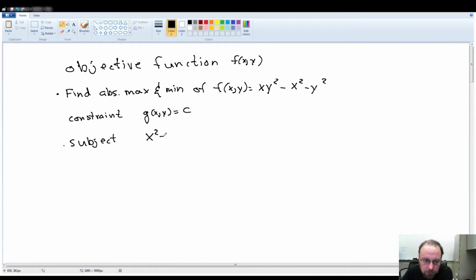So here the restriction is that the points in our domain are the circle given by the equation x squared plus y squared equals 1. Right? So in the xy plane, x and y can no longer be anything, but rather they must live on this unit circle of radius 1.